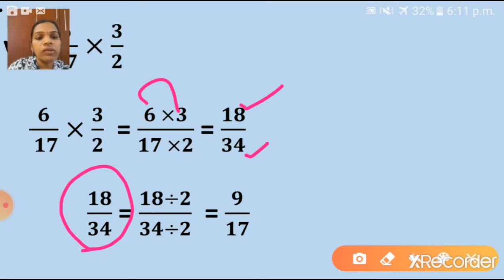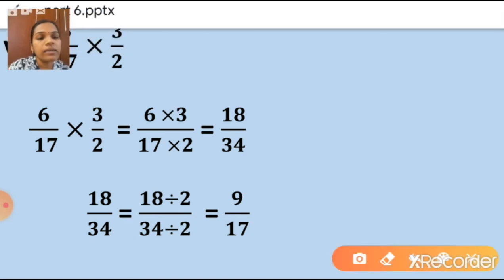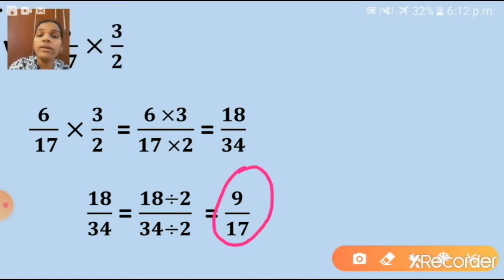So afterwards we will get, yes, 18 divided by 2, what is your answer? 9. Upon 34 divided by 2, what is your answer? 17. Understood? So children, see here, after simplifying we are getting what? 9 upon 17. Hereafter can we simplify? No. So this is your final answer, 9 upon 17.